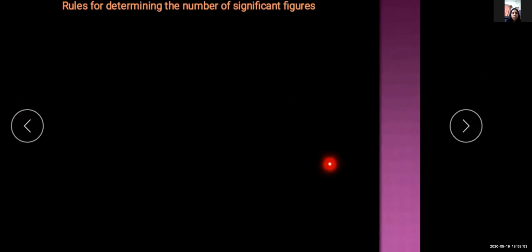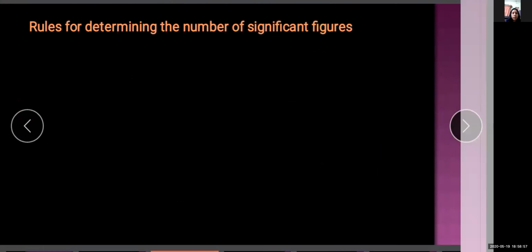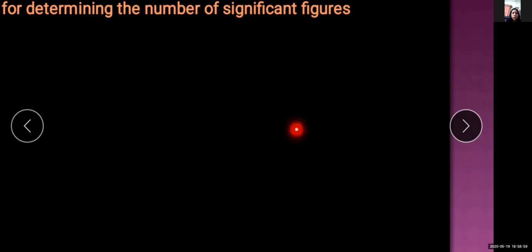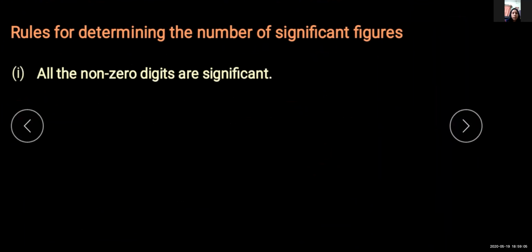Now, rules for determining significant figures. How to determine significant figures? So we have rules. First rule is all the non-zero digits are significant.